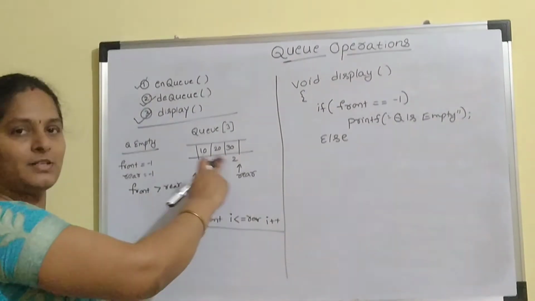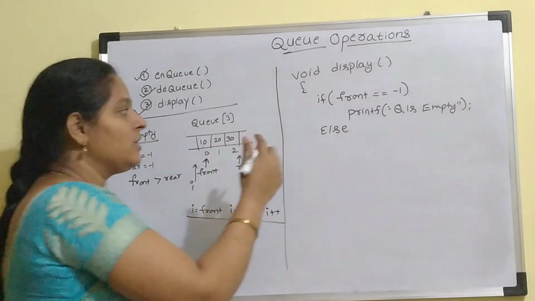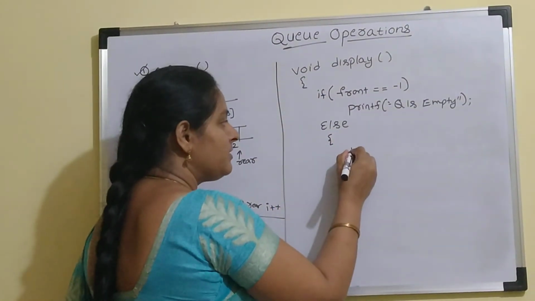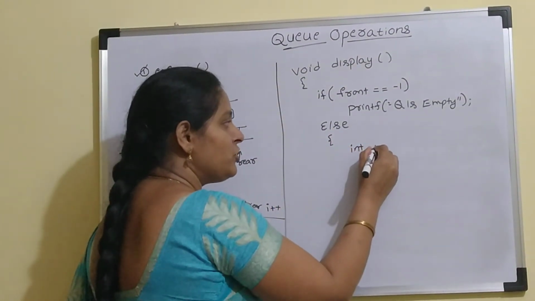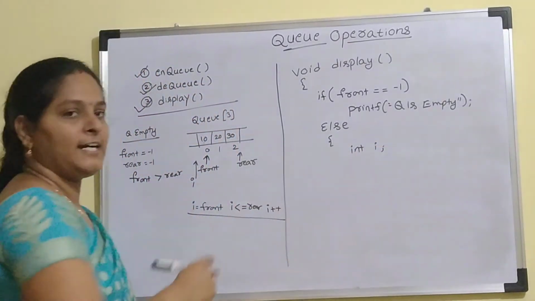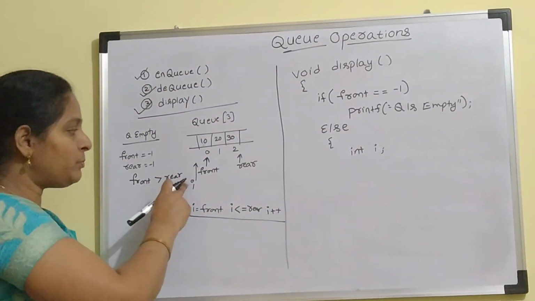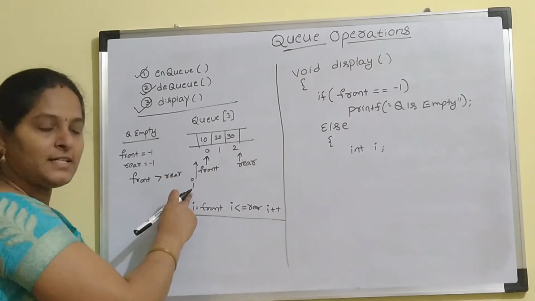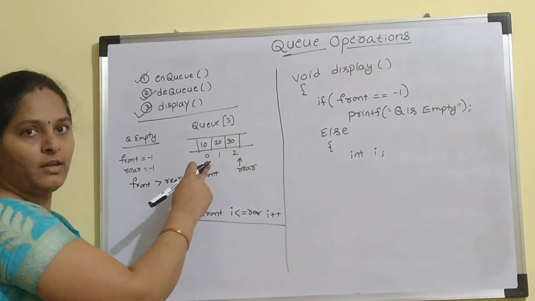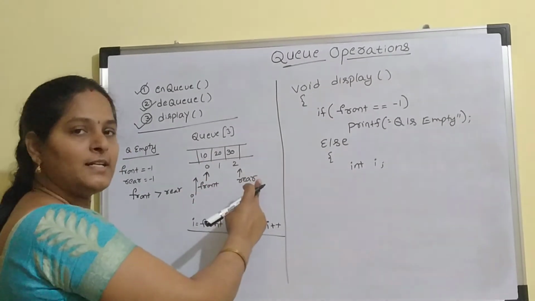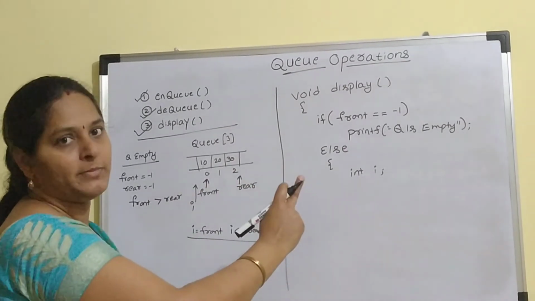The queue is not empty. So take one pointer for moving from one position to another position. Here I am taking I. I should initialize that I to the first position. From the first position till the last position, I need to print all the elements.